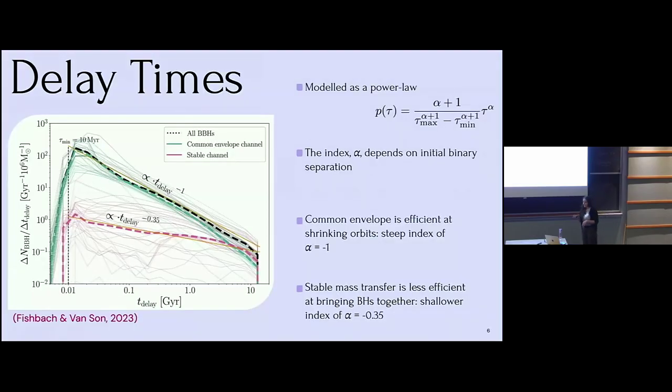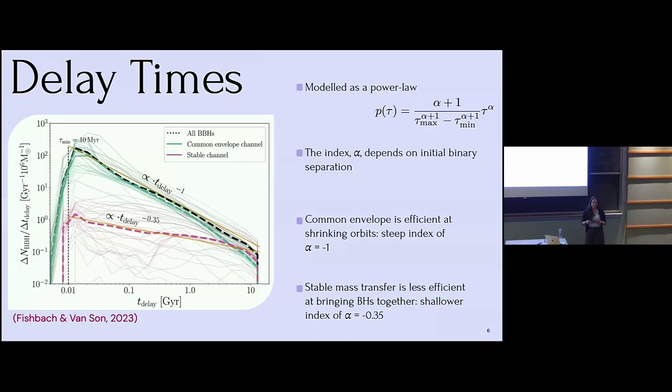These time delays are typically modeled as a power law. So the relevant parameter here is the power law index alpha. And this plot here is showing different time delay distributions. This is related to the separation of the black holes. So if two black holes have a wider separation, they take longer to merge, so they have a longer time delay. Or if they're closer together, then they don't take as long, and they have a shorter time delay.